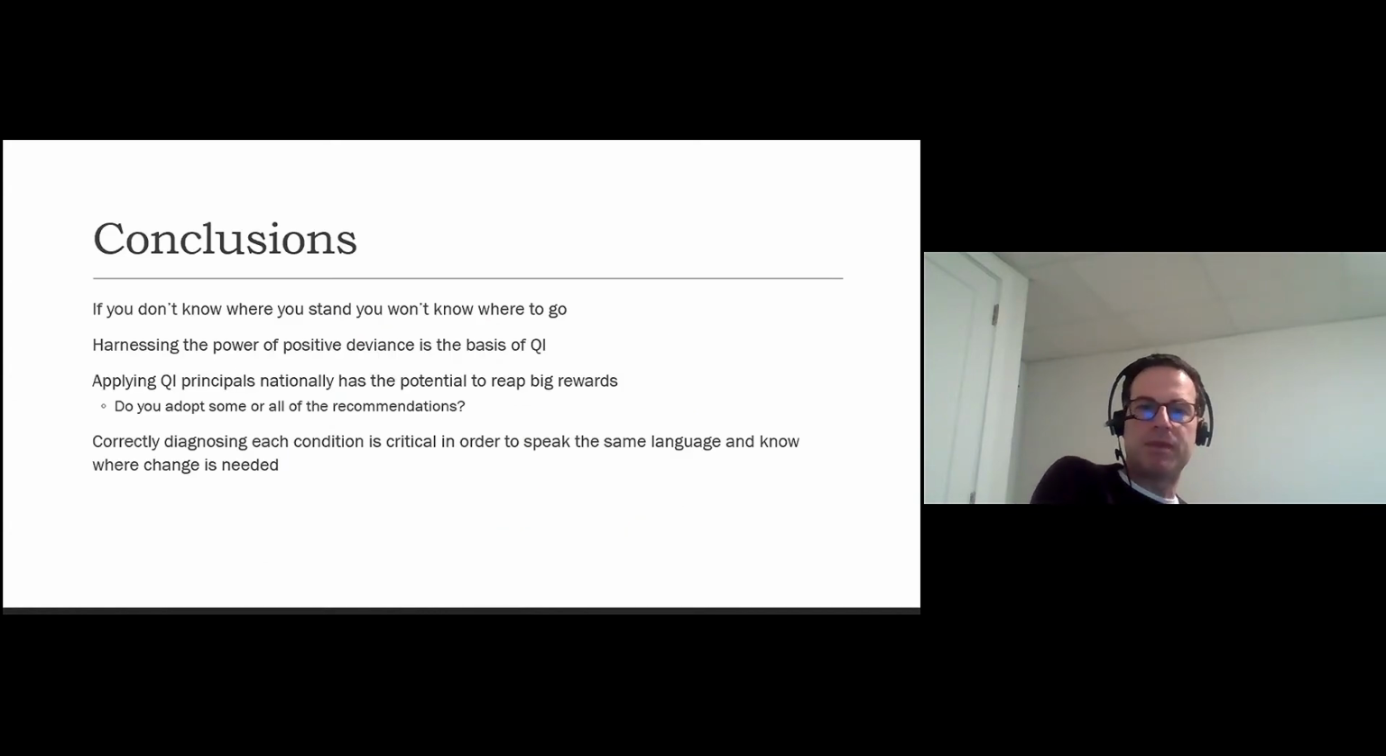So in conclusion, I hope one of the things that I've demonstrated today is that if you don't know where you stand, you don't know where to go. The importance of collecting accurate data is critical to figuring out how to solve a problem. If you weren't aware of what positive deviance is, I hope you now understand that the concept of positive deviance actually forms the basis of quality improvement: looking for the best outcomes and then adopting those strategies and seeing if you can achieve similar outcomes.